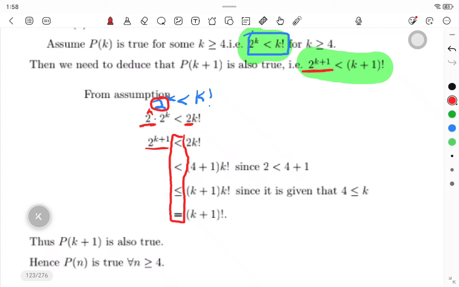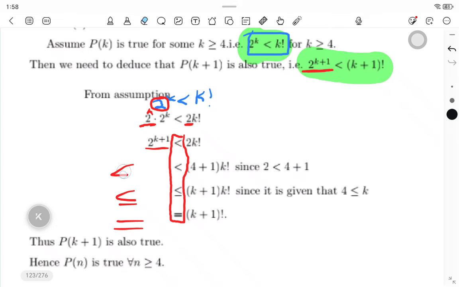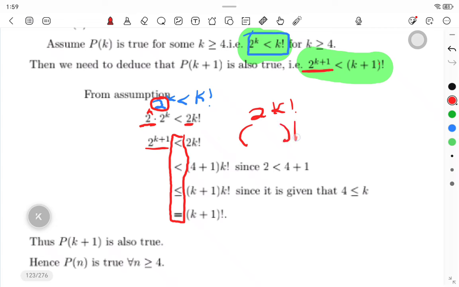We are trying to manipulate to this k plus 1 factorial, and we have 2k factorial. Since we are dealing with a factorial, we are only going to manipulate the number. If there was no factorial here, we would manipulate the entire thing. If it's 2k factorial, we manipulate the number by what we are given here. We have k, so it's like this actually. You see this, right?